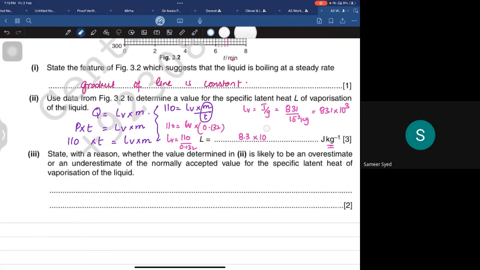10 raised to power 5 joule. That's a mistake here. Wait. Okay, yes. Any person who feels that this is something difficult and you did not get it, please let me know.